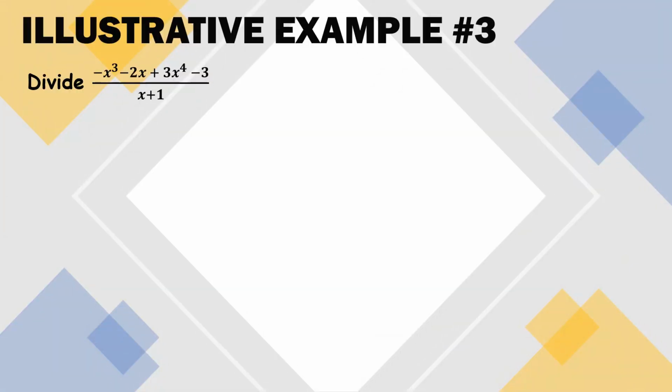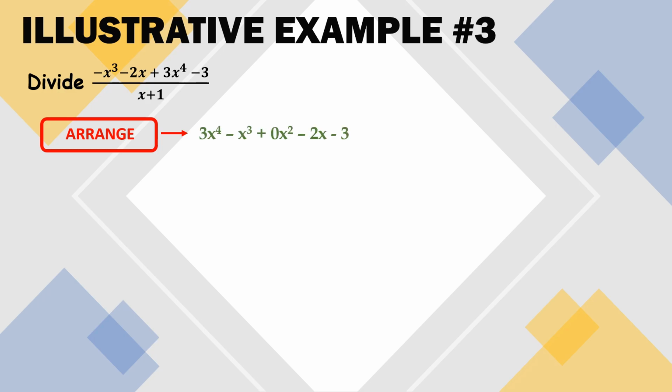Okay, so let's have our last example. Let's say you want to divide 3x raised to 4 minus x cubed minus 2x minus 3 over x plus 1. So step 1, you arrange the polynomials in descending power of x. Therefore, we're going to have 3x raised to 4 minus x cubed plus 0x squared minus 2x minus 3.